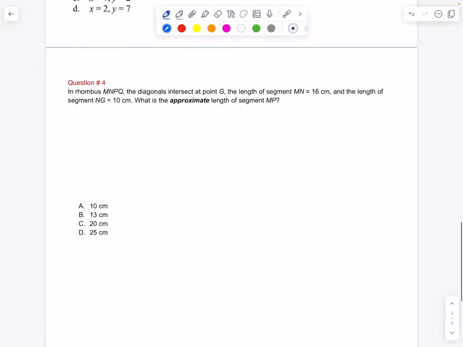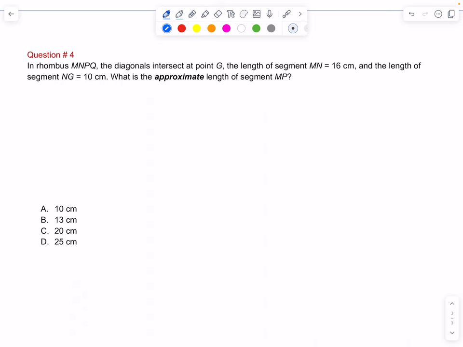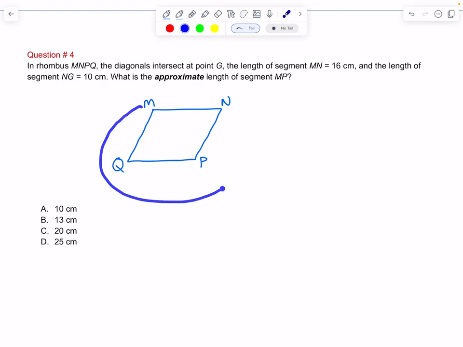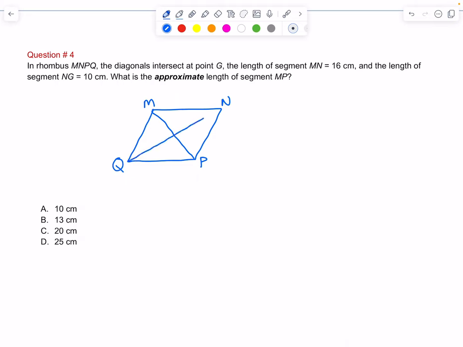Question 4 says, in rhombus MNPQ, the diagonals intersect at G. So let's go ahead and draw a rhombus. It looks kind of like a square that's leaning over, is what I always say. So then label MNPQ going around the figure. Whenever you draw a figure, you want to start in any corner and then label it going around the figure. So it doesn't matter which direction you go around, but don't zigzag. And it says the diagonals intersect at point G. So let's draw that in here.